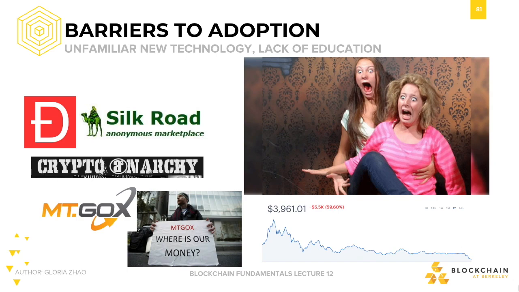But okay, the point of this slide is to show you how this is people's reactions when you say anonymous, decentralized, Silk Road, Bitcoin is for drugs. And so Bitcoin just has this terrible reputation for being for criminals and for drugs and all that, and for Mt. Gox and the money tanking. I took this screenshot from Coinbase, and Bitcoin has gone down 59.6% over the last year, which is not what people want. And so this is also a barrier to adoption, in that new technologies are scary.